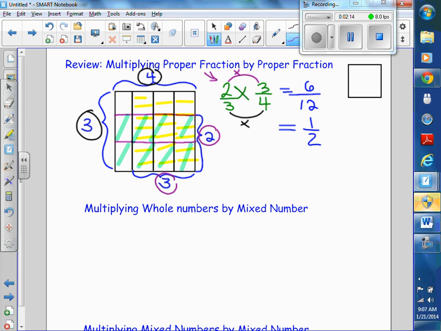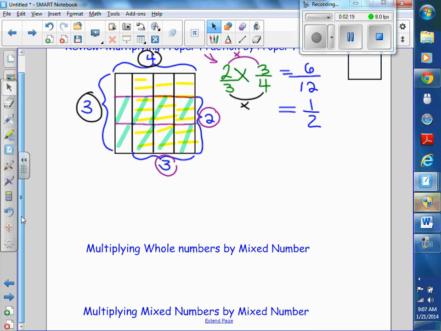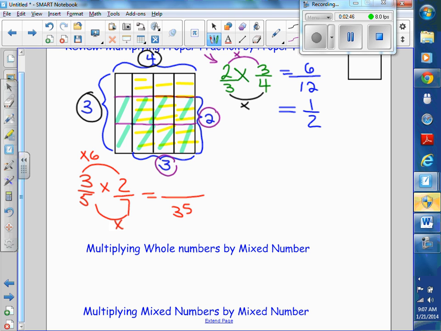So Jennifer, if I wanted to just do a problem without a picture, let's practice that. If I wanted to do 3/5 times 2 sevenths, what would you do? I would multiply 5 times 7. Yes. Multiply 5 times 7 and you get 35. And 3 times 2 is 6.